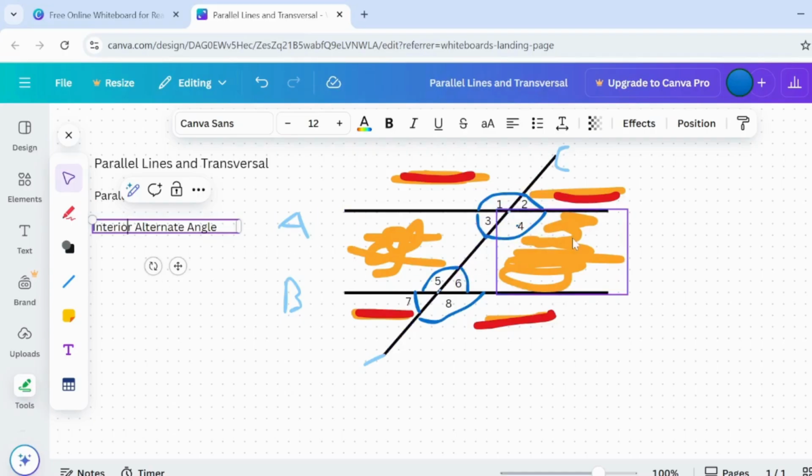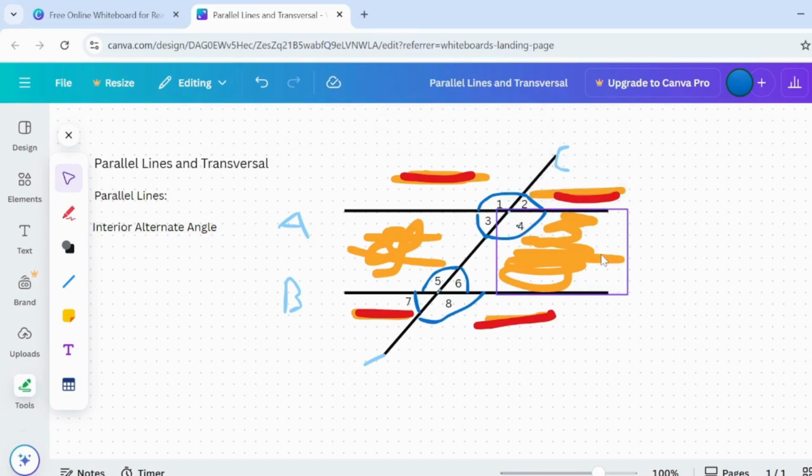Alternate means one angle is on the right side of the transversal over here and another angle is on the left side of the transversal over here, but they should be vertically opposite: one should be above and one should be on the bottom. So they can never be adjacent like this. They should always be interior and alternate to each other. So 5 and 4 are interior alternate angles because 4 is on the right side and on the top, and 5 is on the left side and on the bottom. So these two are interior alternate angles.